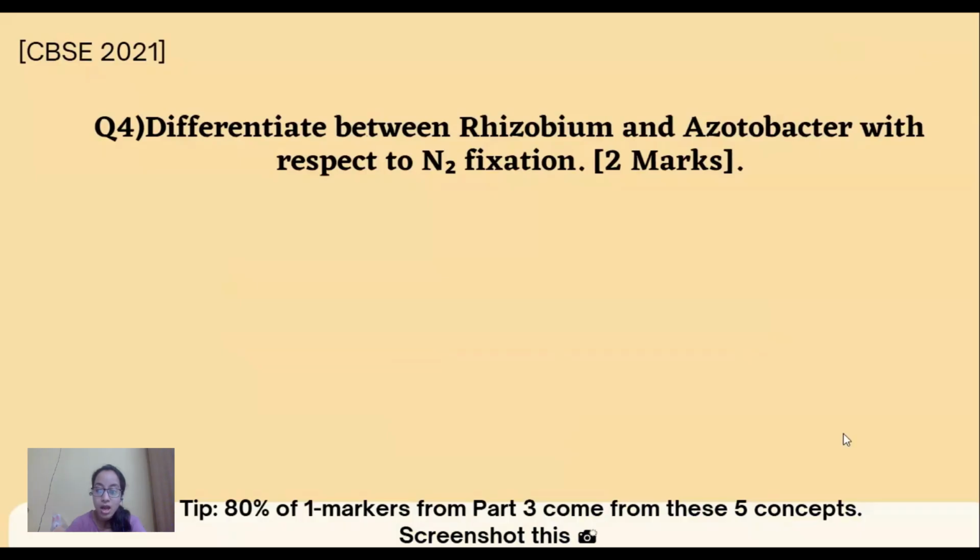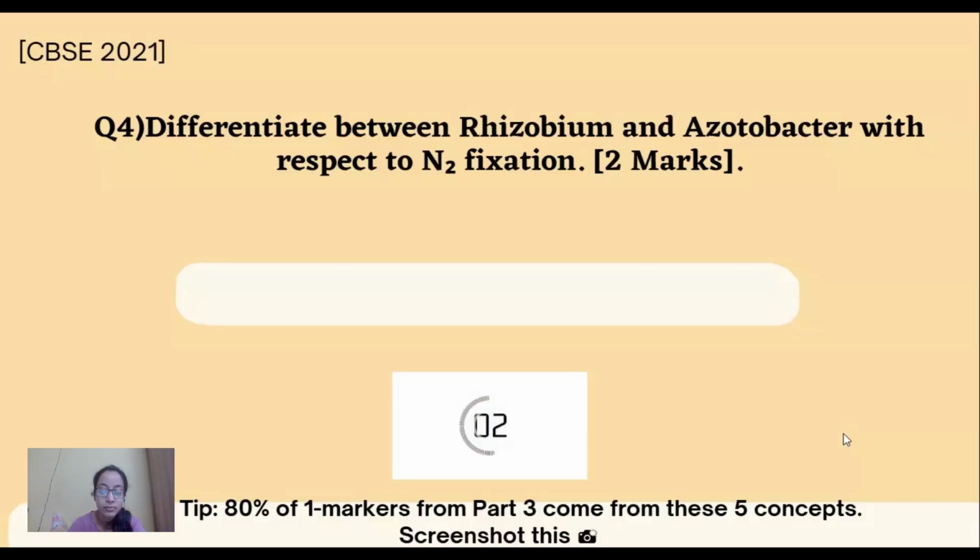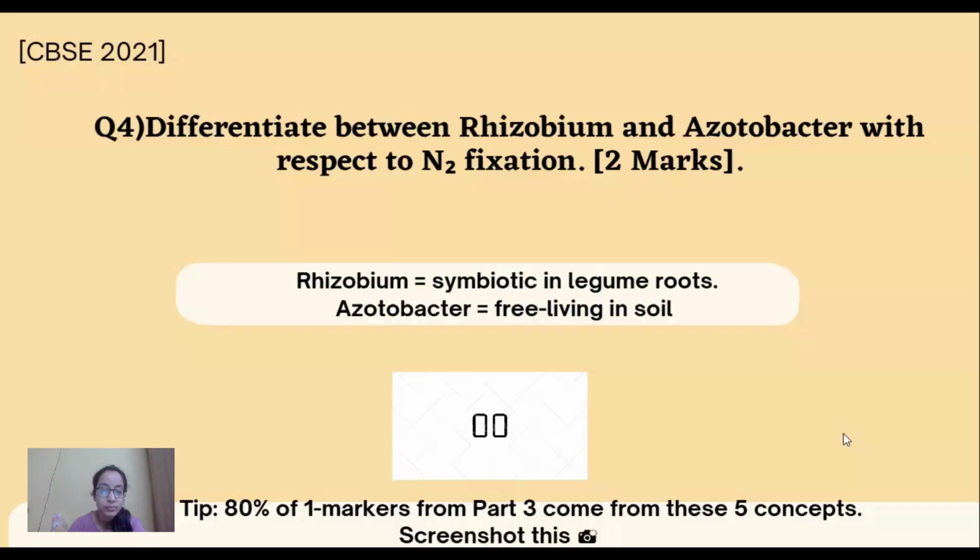The third question is, differentiate between Rhizobium and Azotobacter with respect to nitrogen fixation. It's a 2 marks question. Your time starts now. Rhizobium is symbiotic in legume roots, whereas Azotobacter is free living in soil.